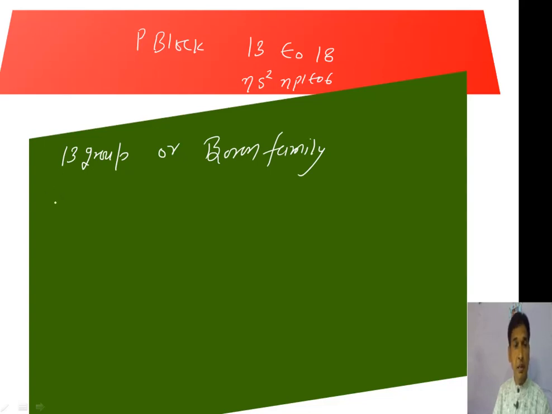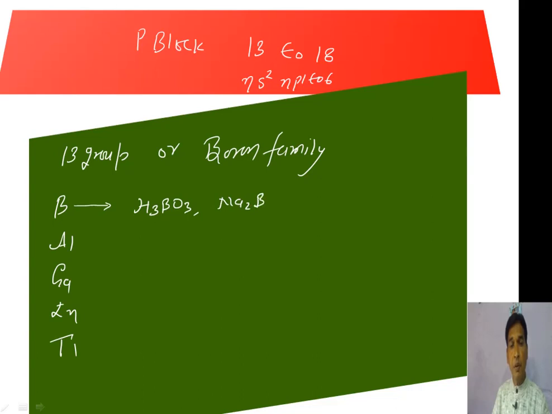The members are boron, aluminium, gallium, indium and thallium. Boron occurs in nature in the form of orthoboric acid, H3BO3, and borax, Na2B4O7·10H2O. The occurrence of boron in nature according to mass is only 0.001%. Aluminium is the third most abundant element in nature.